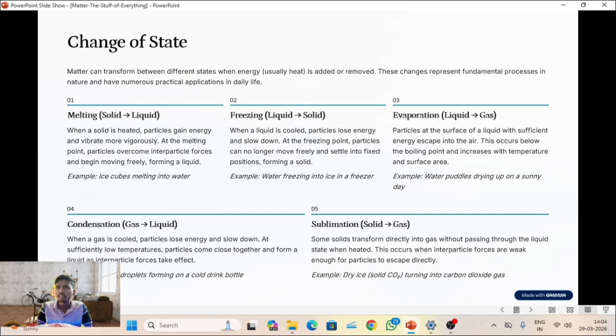Some solids transform directly into gas without passing through liquid stage. This occurs when interparticle forces are weak enough for particles to escape directly into gaseous state. इसका एक और बहुत अच्छा एग्जांपल है ड्राई आइस, जो कि होता है सॉलिड CO2. ये भी डायरेक्टली सॉलिड से गैस में कन्वर्ट हो जाती है, लिक्विड में कन्वर्ट नहीं होती.